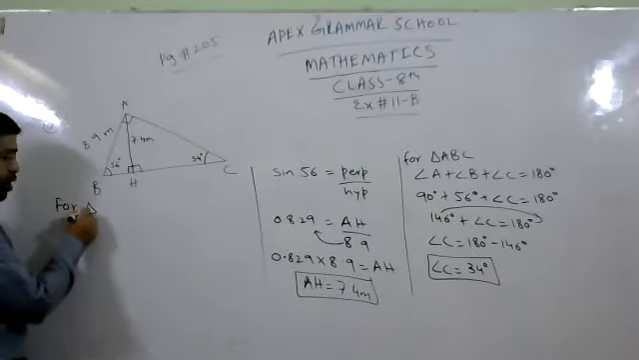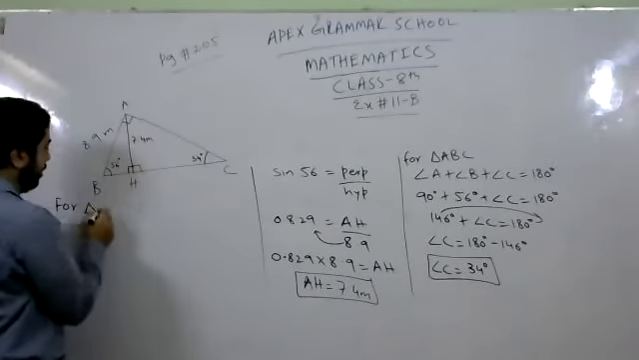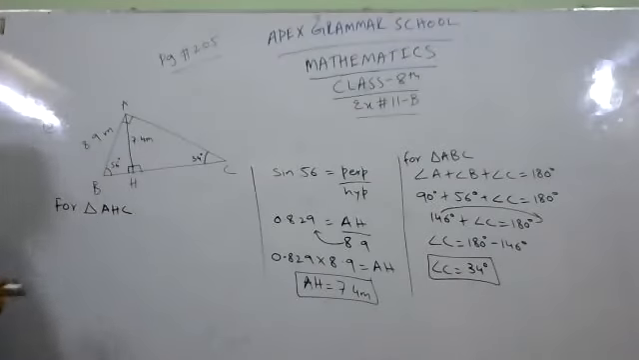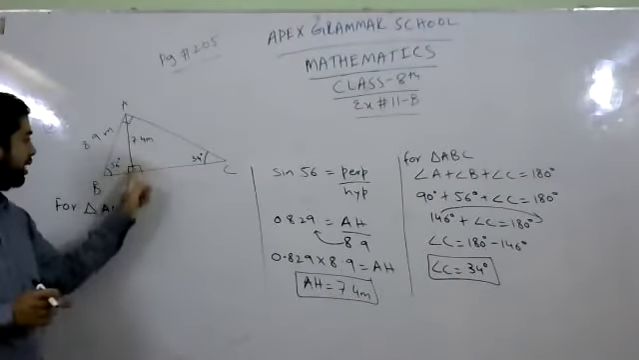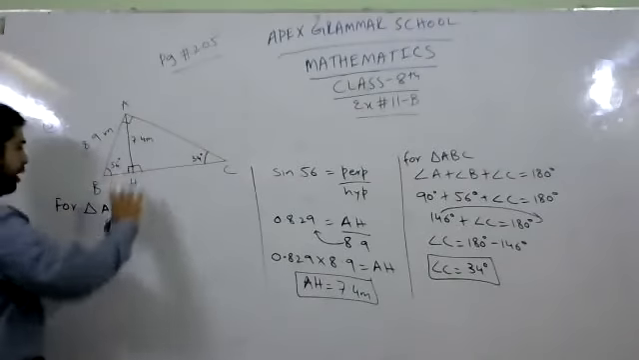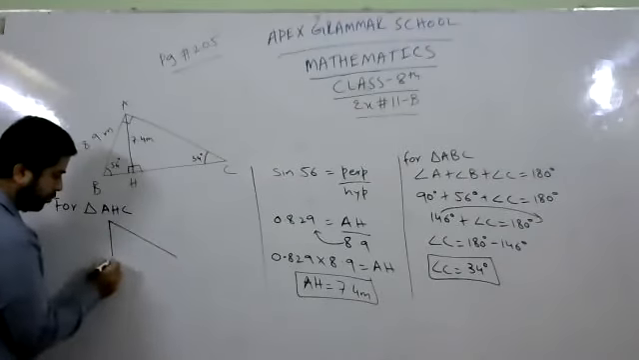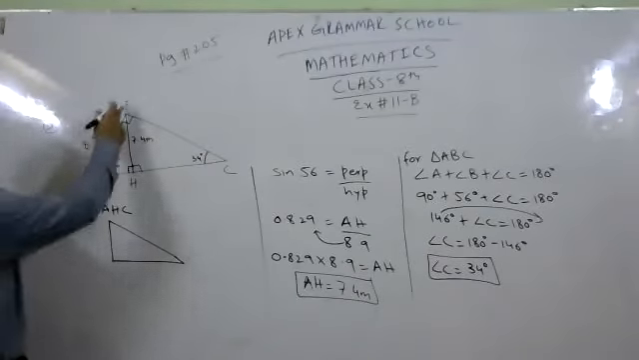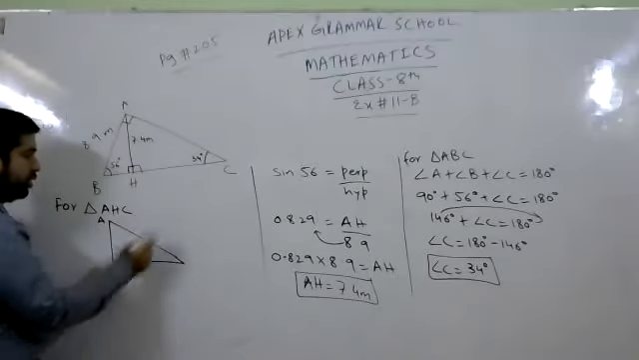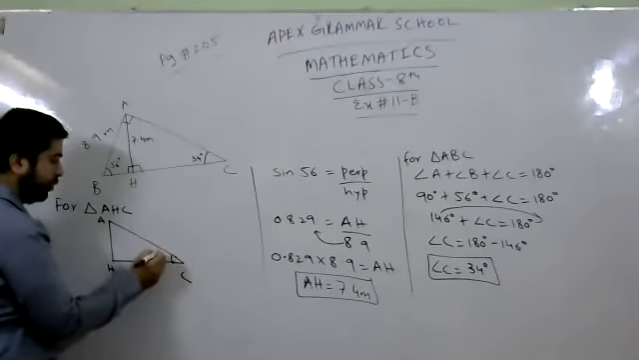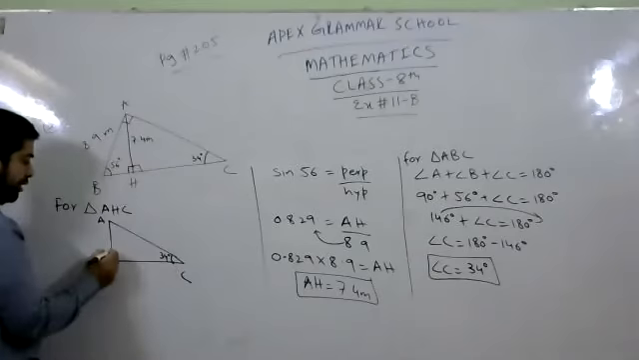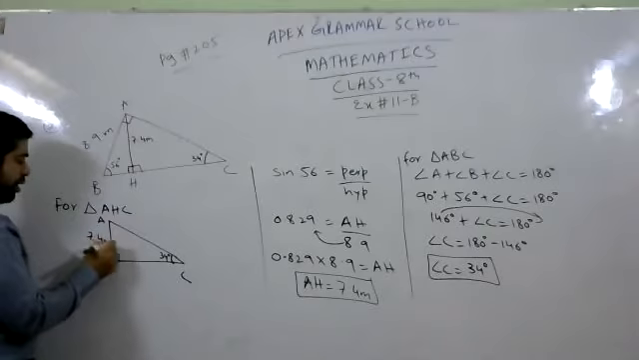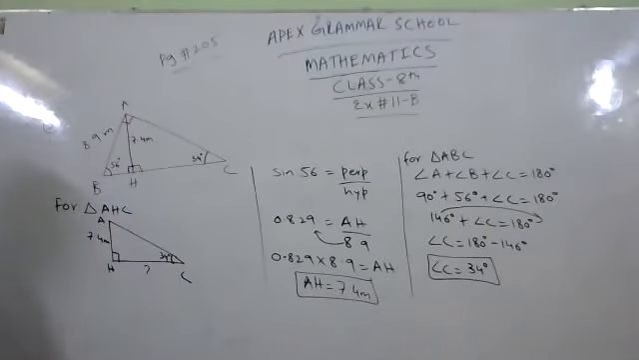For triangle, now we will talk about the triangle AHC. Remember that this triangle is also a right angle triangle AHC because it contains the 90 degree. Now I am going to draw this triangle here. This portion I am going to draw here. A, H, and C. C is 34 degree. H is 90 degree. And AH side is 7.4 meter. You need to find this side.